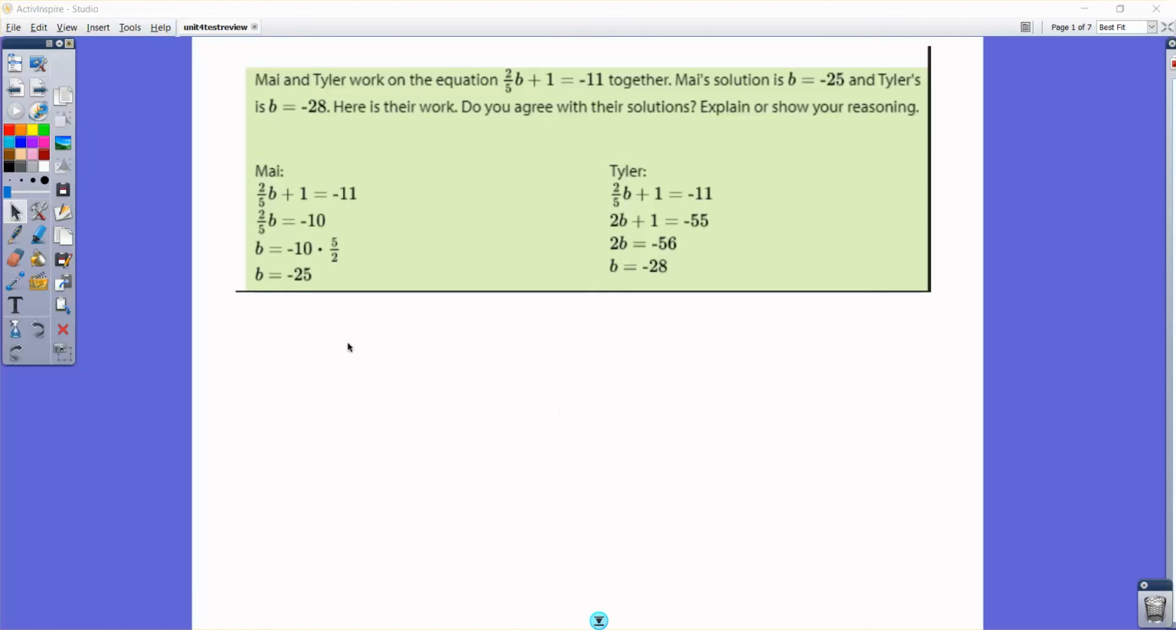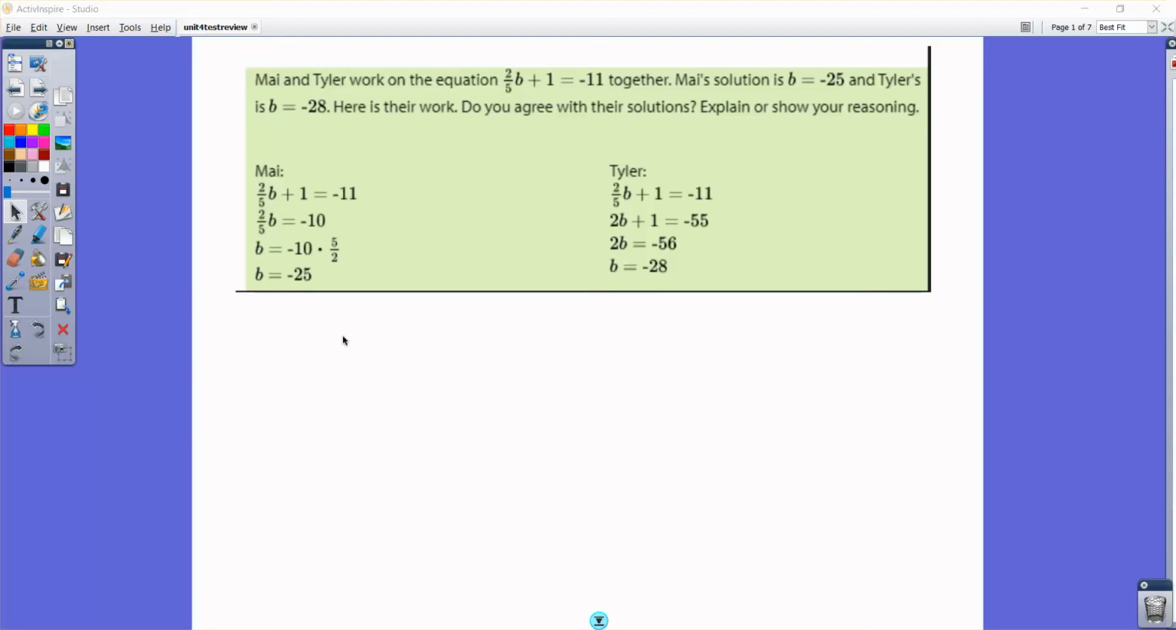All right, good afternoon. Welcome to a test review for the Unit 4 end of unit assessment for the Illustrative Mathematics Unit 4, Grade 8. We are going to go through about 7 problems and talk about solutions and answers to those problems. Let's get started.